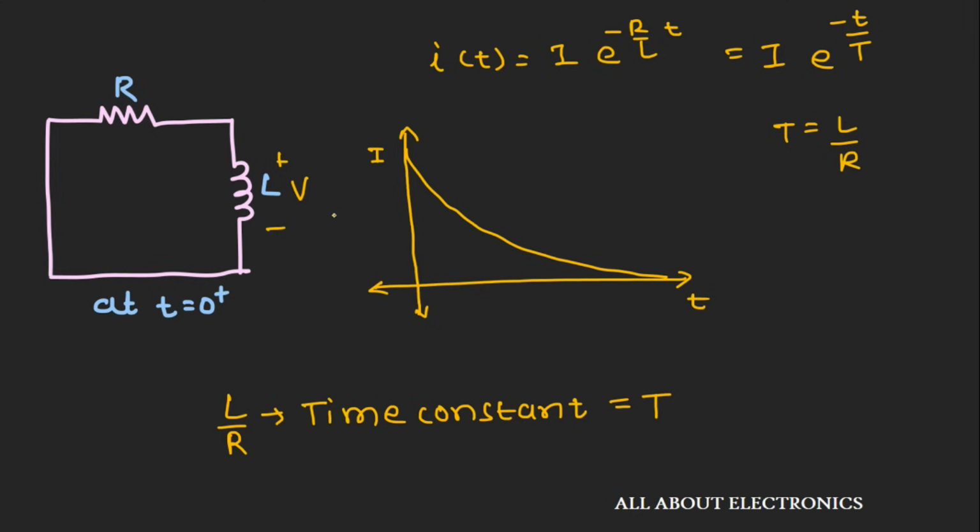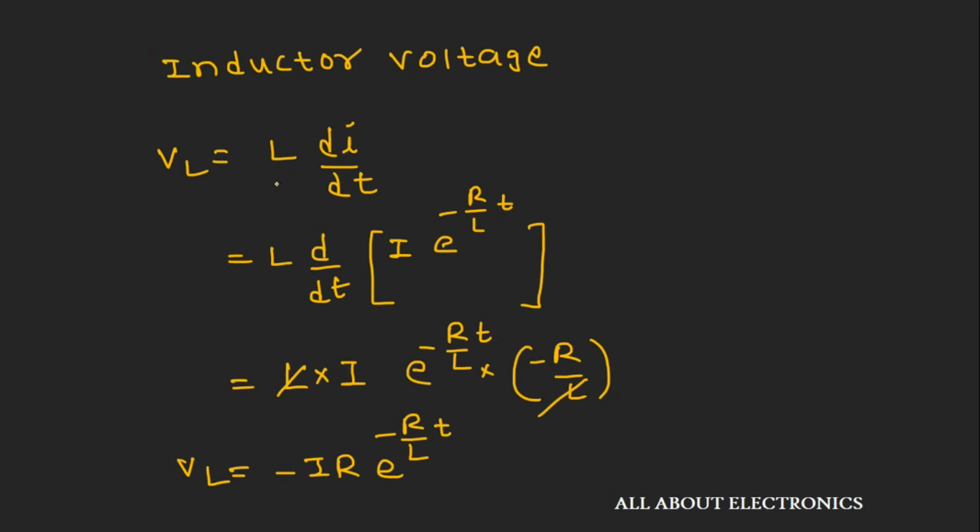Now suppose you want to find the value of the inductor voltage, then this inductor voltage VL can be given as L into di by dt. If you put the value of inductor current IL inside this equation and solve it, then we will get the value of inductor voltage VL as minus IR into e to the power minus R by L into t. So in this way you can find the inductor voltage as well.